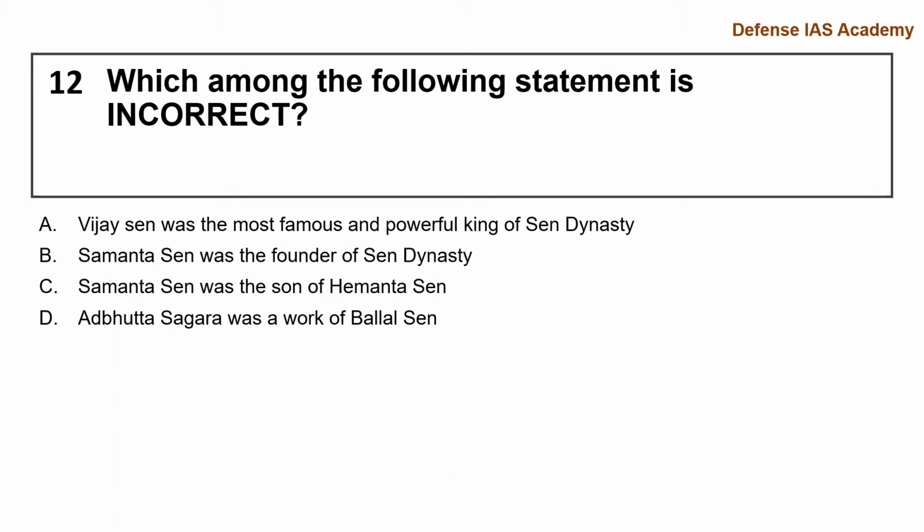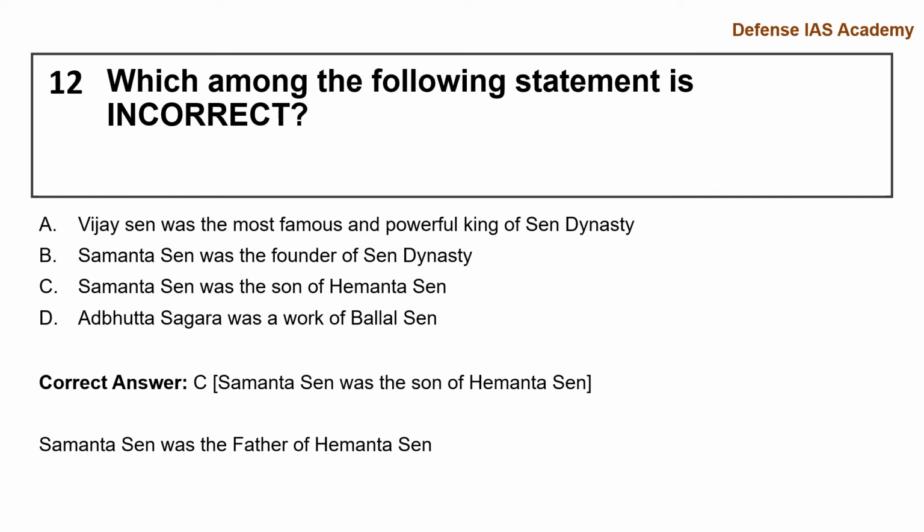Question number 12. Which among the following statements is incorrect? The correct option from the given options is option C, Samantha Sen was the son of Hemanta Sen. That is the incorrect statement given in the options. Actually, Samantha Sen was the father of Hemanta. He was not the son of Hemanta. Samantha Sen was the father of Hemanta.